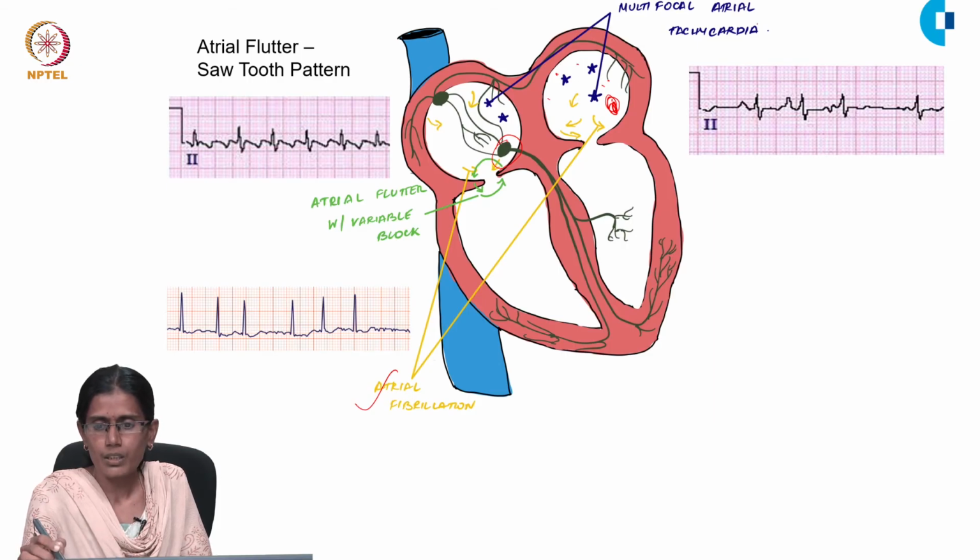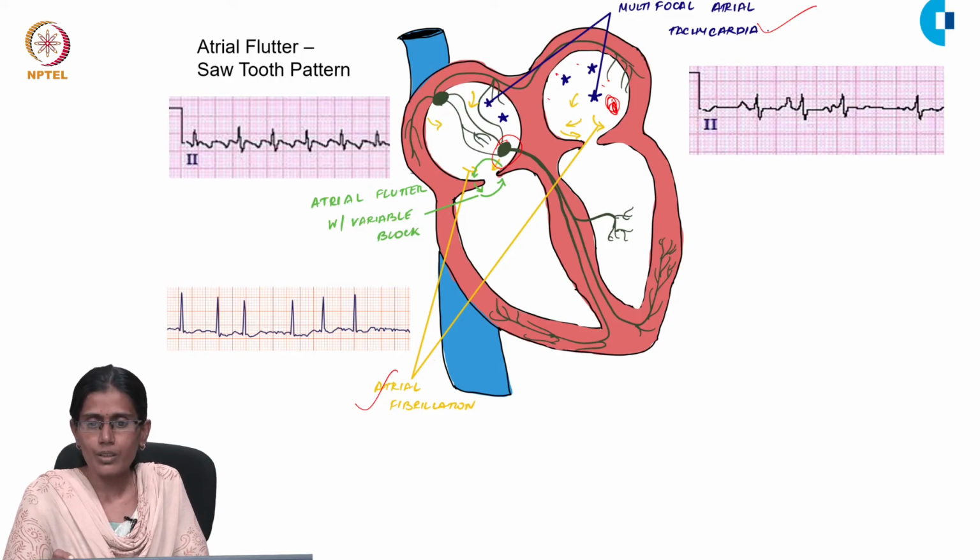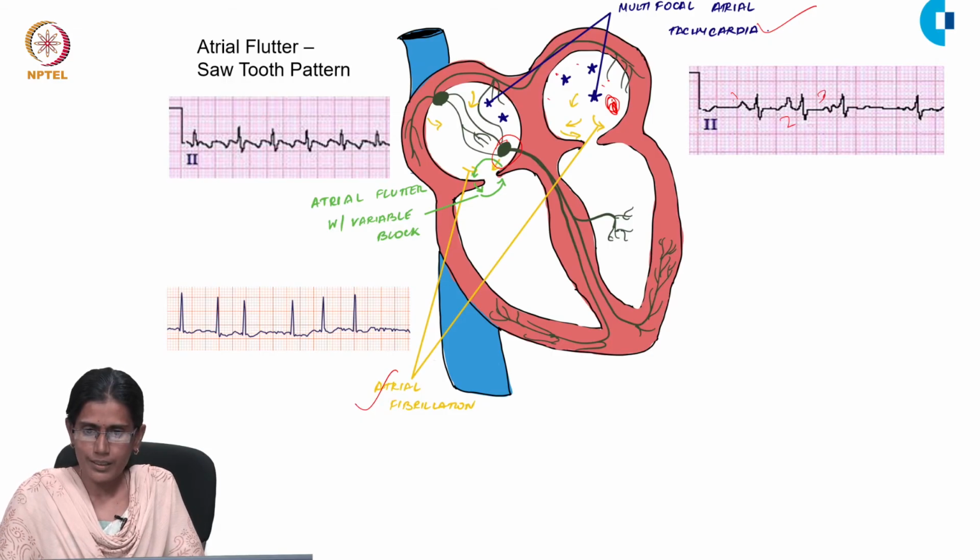The last one is multifocal atrial tachycardia. There are multiple areas of impulse formation within the atrium. But these impulses activate the atrium as well as the ventricles. To say multifocal atrial tachycardia, you have to find at least 3 different P wave morphologies. This is 1, this is 2, this is 3rd. You see all the P waves are different. This multifocal atrial tachycardia is commonly associated with obstructive airway disease like COPD, chronic obstructive pulmonary disease, and pneumonia.